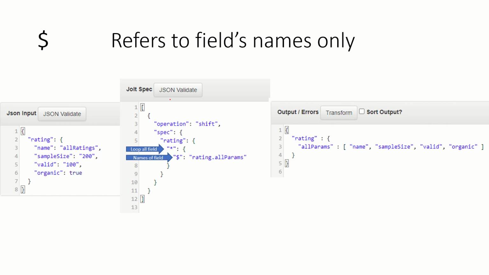What do you mean by dollar in Jolt spec? Dollar means all the fields name. It's very simple. In this, we are saying consider the input like this. We have simplified input for this particular example.